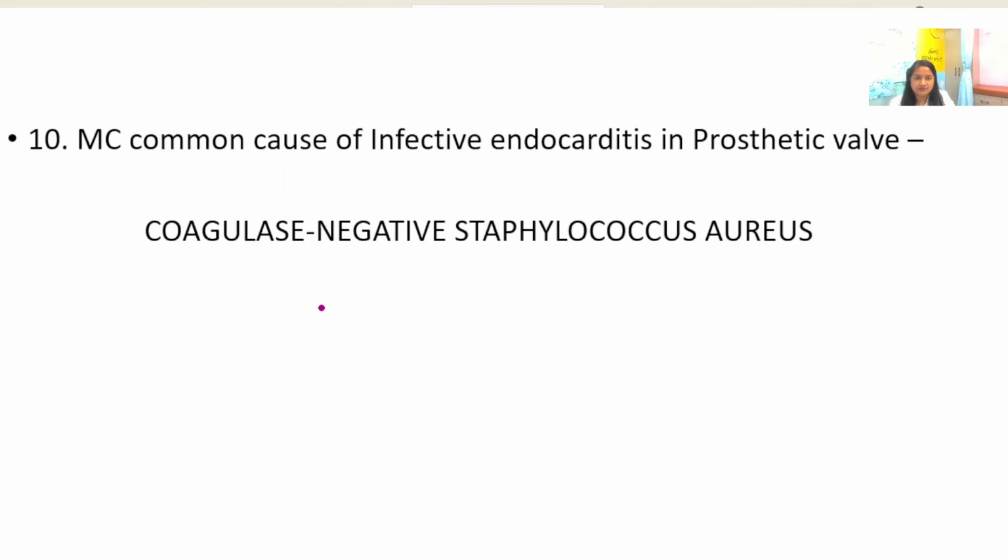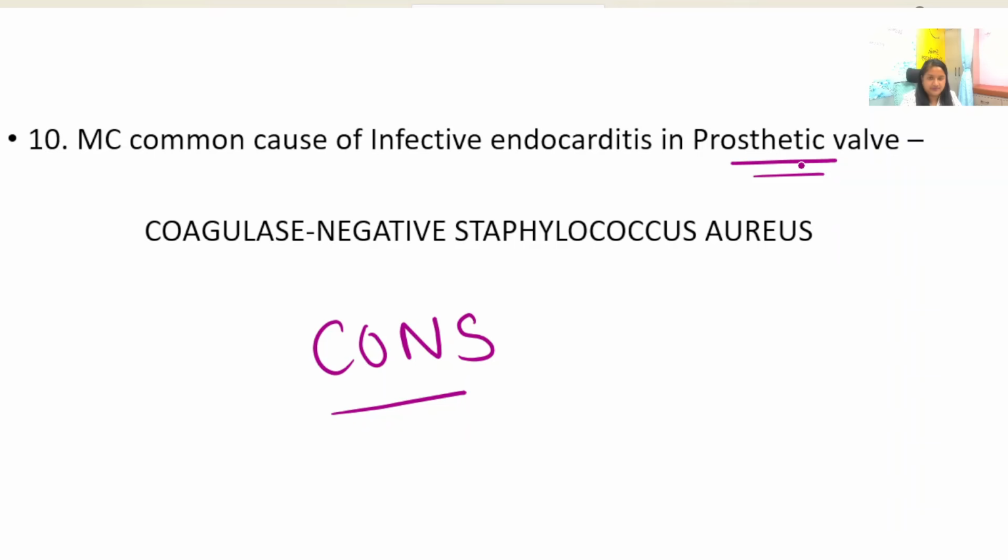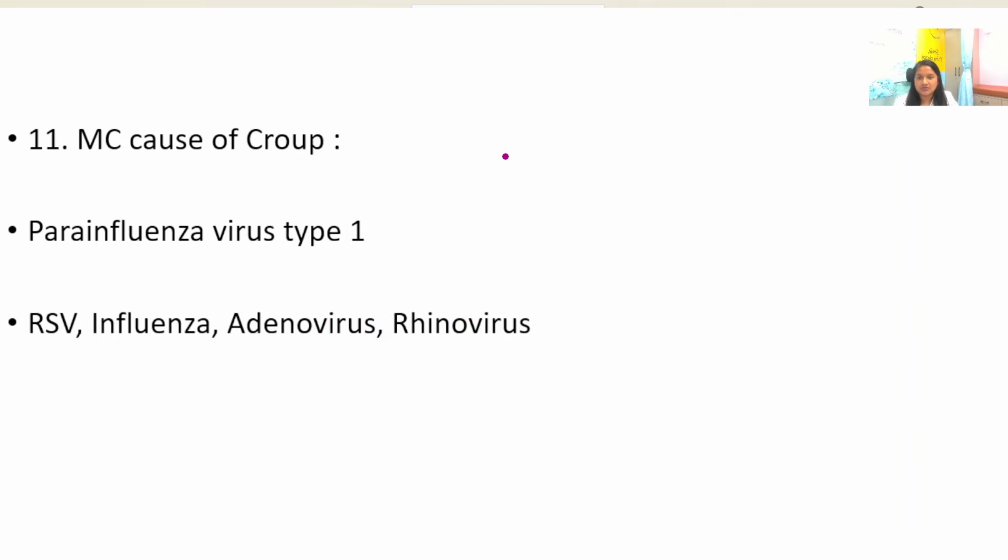Most common cause of infective endocarditis in prosthetic valve is CoNS, coagulase negative Staphylococcus. This is in prosthetic valves. Most common cause of croup or acute laryngotracheobronchitis is the parainfluenza virus type 1 and the other causes are RSV, influenza, adenovirus and rhinovirus.